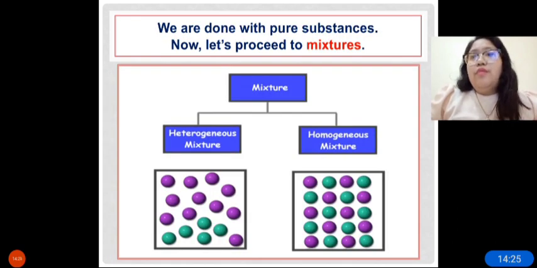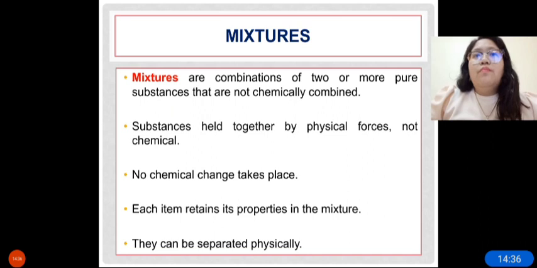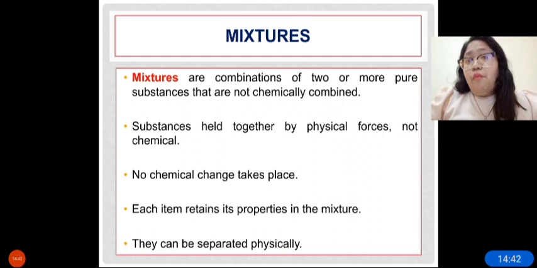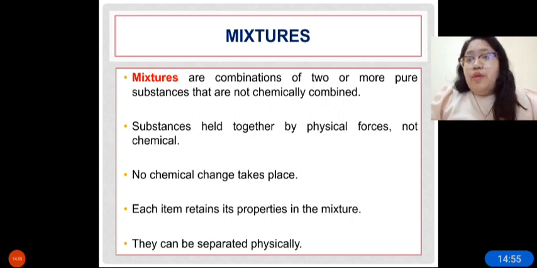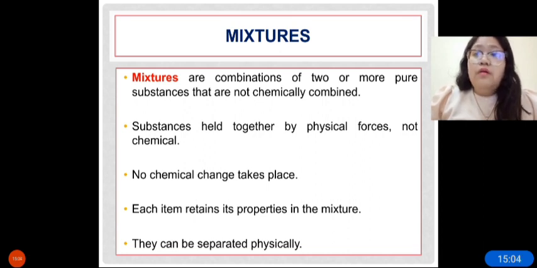So we are done with pure substances. Let us proceed to mixtures. And mixtures again have two categories, the heterogeneous mixture and the homogeneous mixtures. The mixtures are actually combinations of two or more pure substances that are not chemically combined. That's why in the previous discussion, I mentioned that mixtures do not contain chemical bonds. Okay, so mixtures are actually substances held together by physical forces, but not chemical bonds.